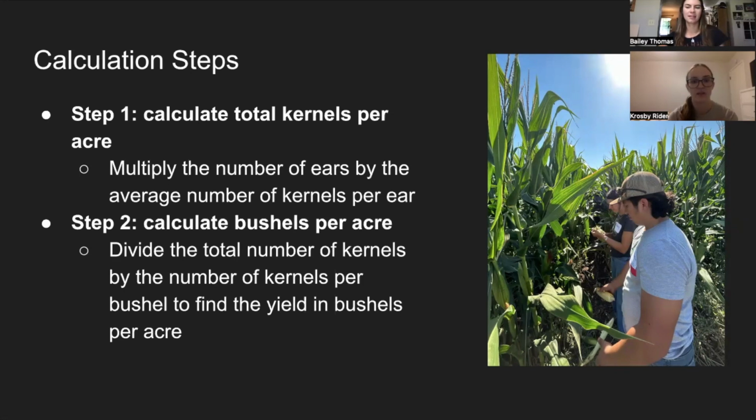These are the calculation steps, or kind of just an overview. Step one is to calculate the total kernels per acre, which you do by multiplying the number of ears by the average number of kernels per ear. Step two is to calculate the bushels per acre. So divide the total number of kernels by the number of kernels per bushel to find the yield in bushels per acre.